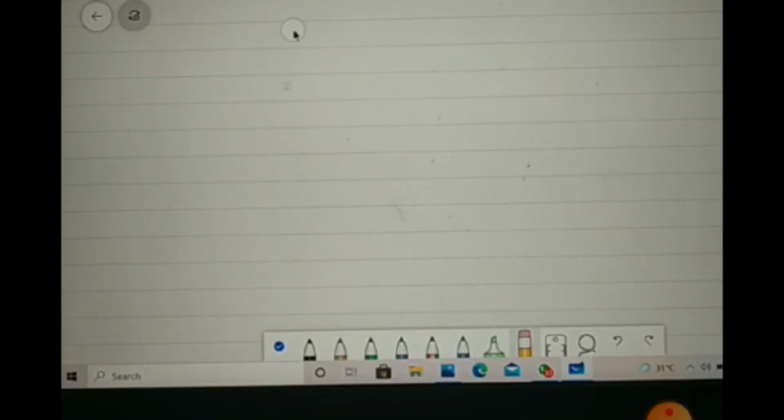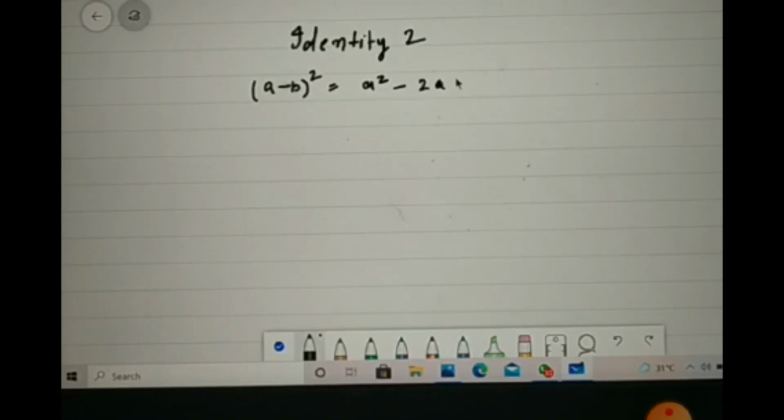Now let us see identity 2. Now what is identity 2? We have the sum of two numbers whole square, that was identity 1. Now this is the difference of two numbers and the square of the difference of two numbers. (a minus b) whole square is a square minus 2ab plus b square. So let us see for any value. Let a be 1 and b be minus 1.